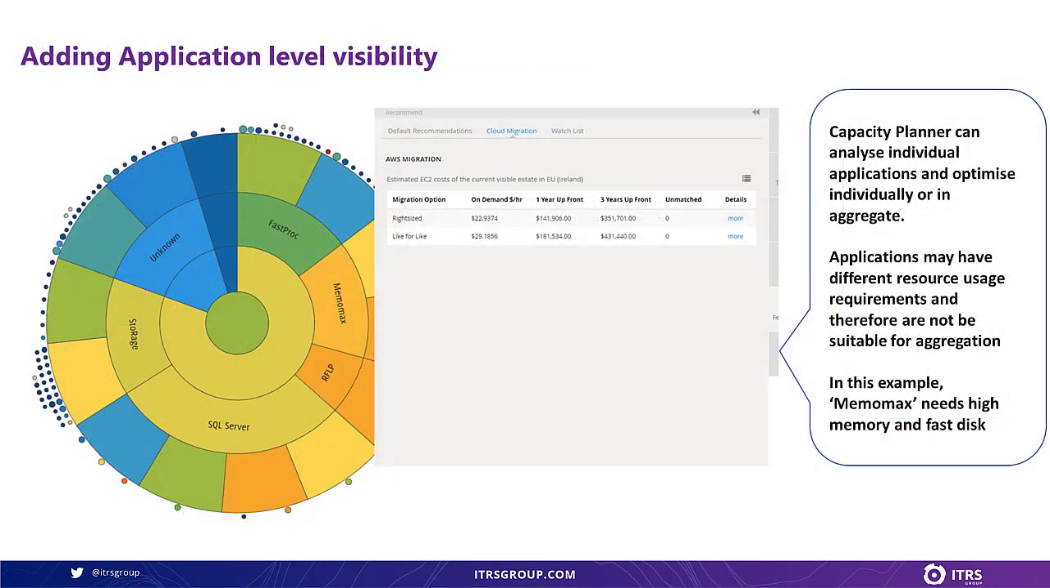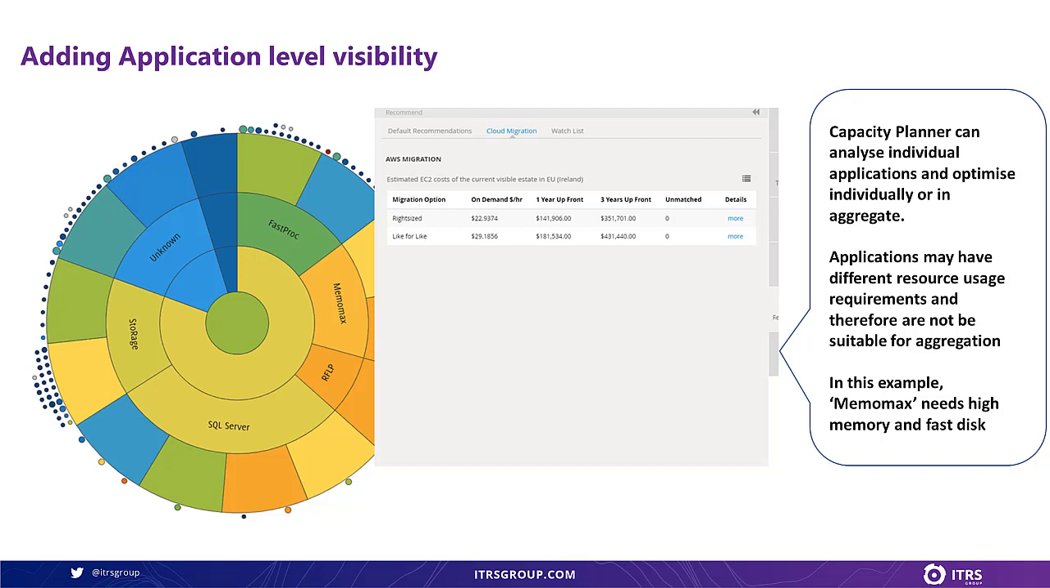Most cloud cost optimization tools work at the total cloud spend level. They only optimize the entire cloud estate, and for some larger companies and their application teams, this is too broad an undertaking to take on. ITRS Capacity Planner works at the single instance level, so you can model and optimize each application separately if needed.